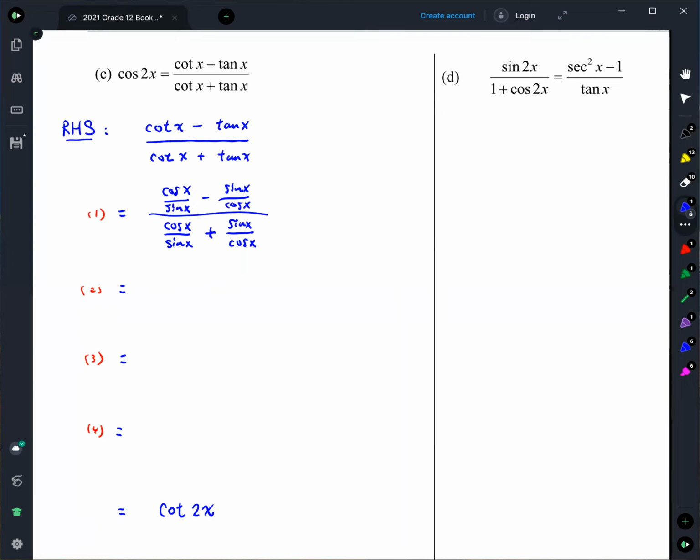Okay, so let's take a look at step 2. Anyone wants to contribute? Step 2, what do you do after this?